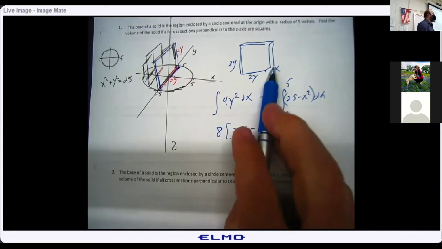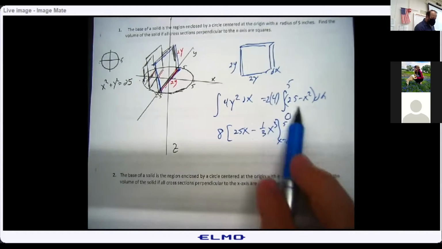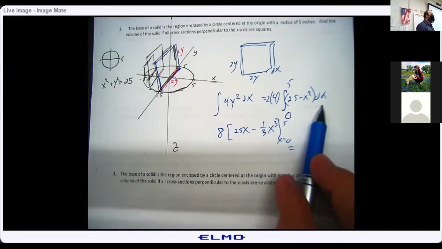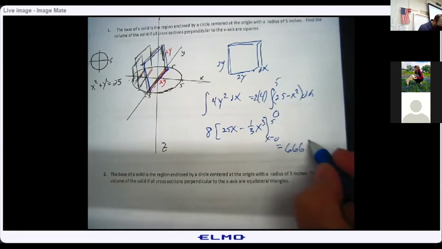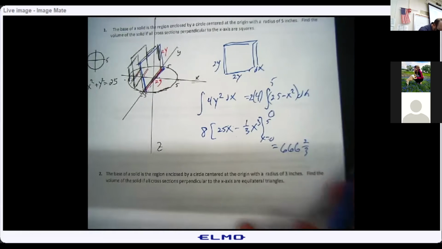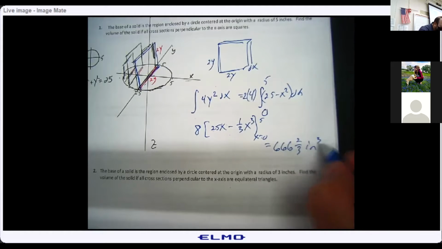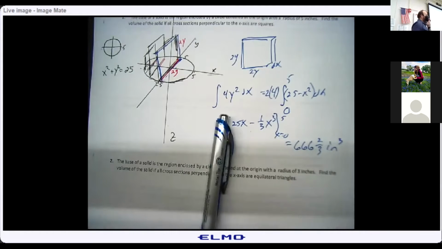And how thick would these things be since we're doing this integration with a dx? We're making them infinitely thin. And so we're making the perfect volume of 666 2/3. And this was done in inches, and this would be cubic inches. What do you guys think so far?